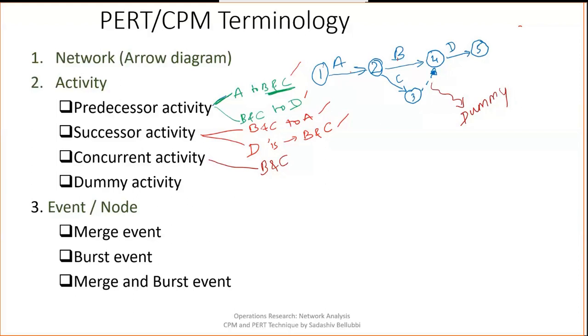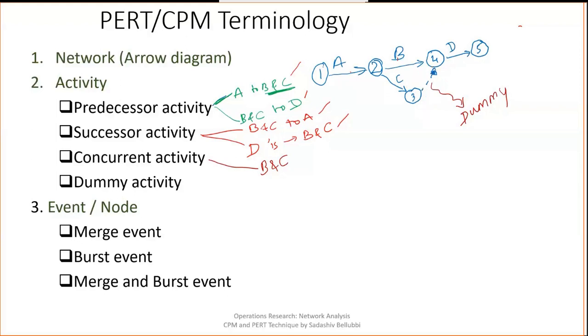To prevent the activity C from dangling, we draw this dummy activity. If you don't draw it, there is a chance that this C activity will be dangling. Dangling in the sense it will be like hanging, so it is not connected. In order to prevent that, we need to connect by using the dummy activity.